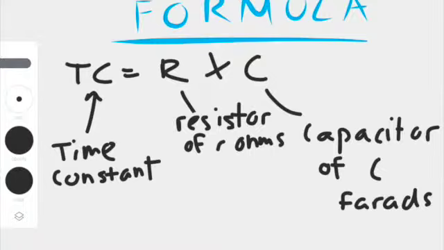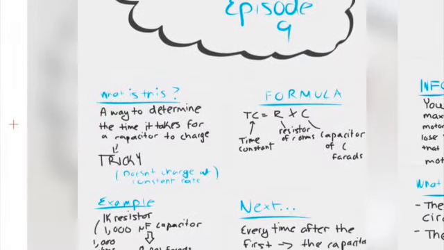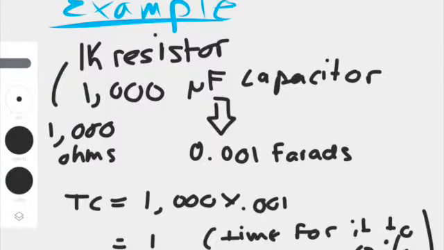So now that you know what the variables stand for and how to calculate it, let's do an example so that it's easier to understand and remember. In this example, you're going to be given a 1K resistor and a 1000 microfarad capacitor. In order to do the calculations, like I said, you have to have the correct units. For R, it was ohms, and for C, it was farads. So we have to convert these. The 1K resistor would be 1000 ohms, and the 1000 microfarad capacitor would be 0.001 farads.